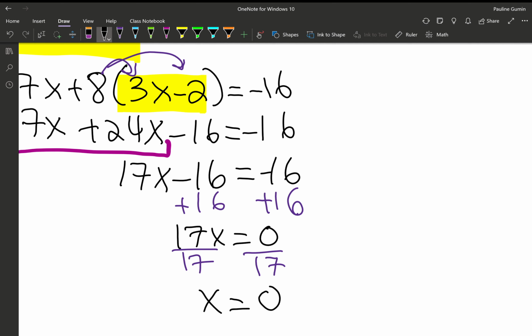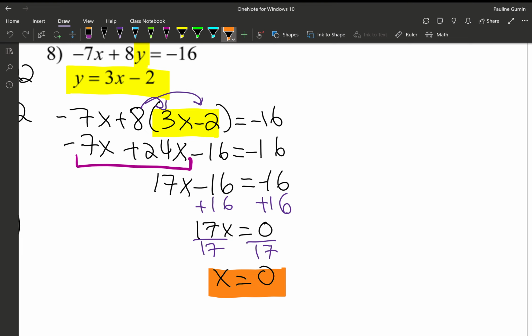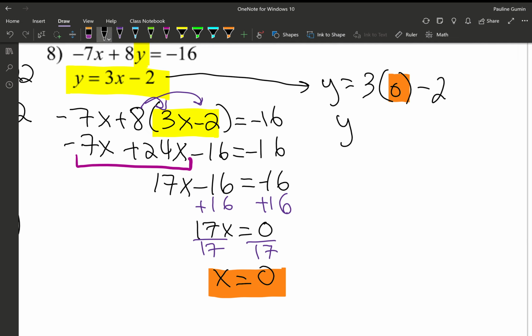X equals 0. Wonderful, we got half of our answer. Since we have a nice y equals equation here already, let's use it to solve for y. So y equals, instead of 3x, we'll have 3 times 0 minus 2. 3 times 0 is 0. 0 minus 2 is negative 2. And then we must write it properly as a coordinate answer, x comma y: 0 comma negative 2.